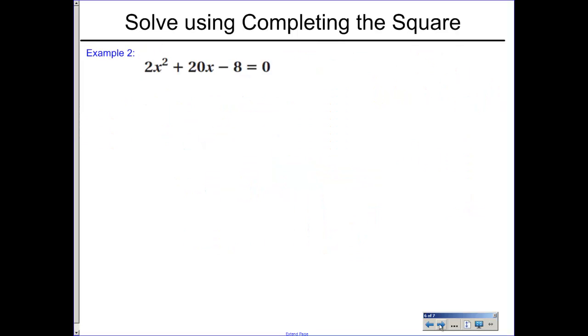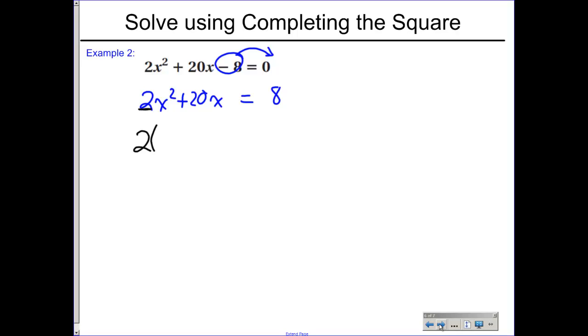Example 2, we're still using completing the square. However, this is slightly different because you'll see that our leading coefficient is not a 1. Not a problem. First thing I'm going to do is take this minus 8 and move it over here. Now that's a step you don't have to do, but it's highly recommended that you do that. What's left over is a 2 and a 20x. But what I want to do is turn this into a 1. So all I have to do is factor a 2 out of both of those terms.